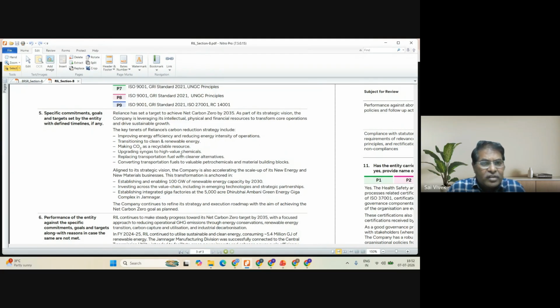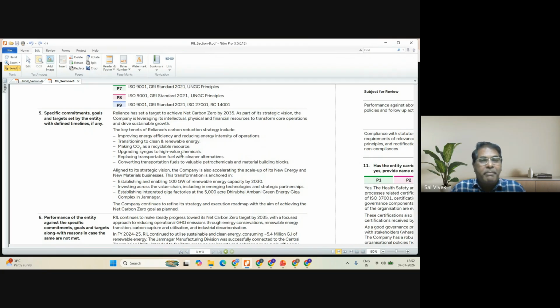The second one is transitioning to clean and renewable energy. What renewable energy can we go for? It could be solar panels, rooftop solar panels, or ground-mounted solar panels, or FSPVs, floating solar photovoltaics, any of these, or you can go for windmills. Reliance has set its goals this way. Its specific commitments are these. It might go for tidal energy, it might go for geothermal energy. We'll see what it exactly does.